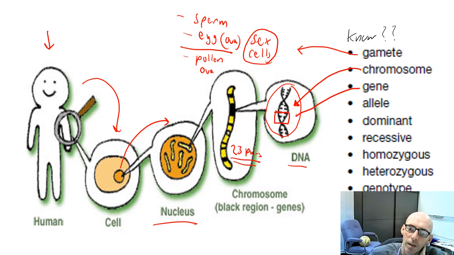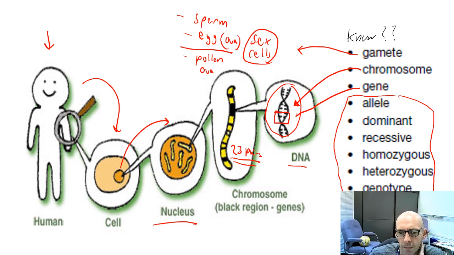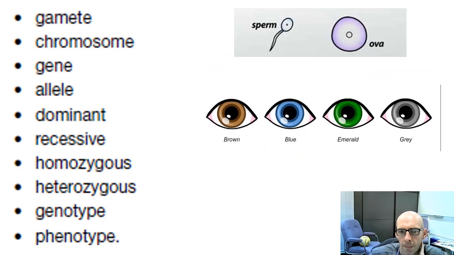Now the other words in here may sound strange, may look strange, but to try and remind you what they are, we just need to go through them over the next couple of slides. So, as I said, we've done the sex cells, we've done the great big long lengths of DNA in a nucleus, we've done the individual instructions. The next one, allele.